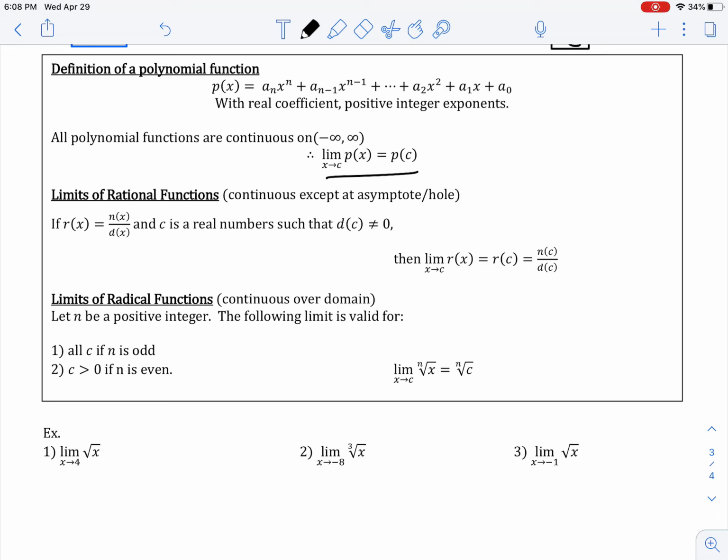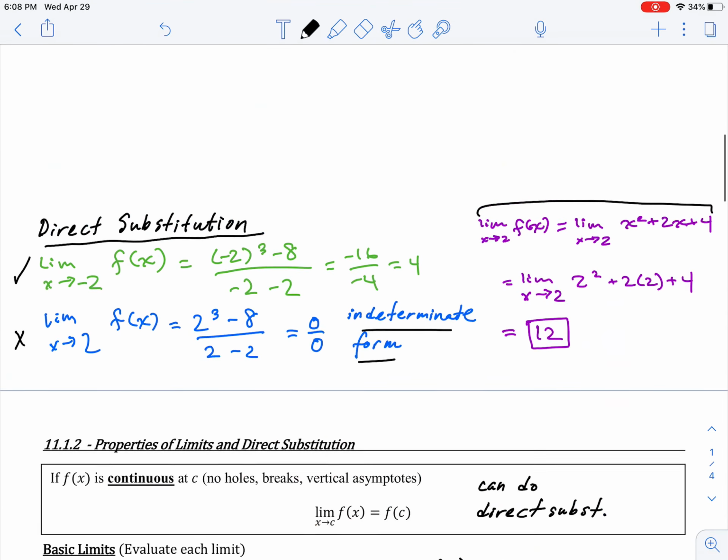Clearly, rational functions are not always continuous. There are asymptotes, there are holes, there are breaks. But for rational functions then, that simply just means for any rational function, as long as our c value, where we're evaluating our limit, isn't what's causing our denominator to be equal to 0, then we can do direct substitution. Now, just like we saw above in this first example, if our c value is where there is a vertical asymptote or a hole, then you'll have to do something else to try to rewrite that limit expression.